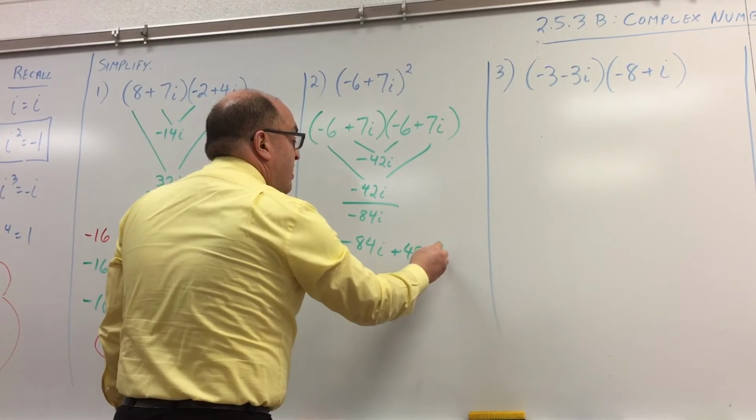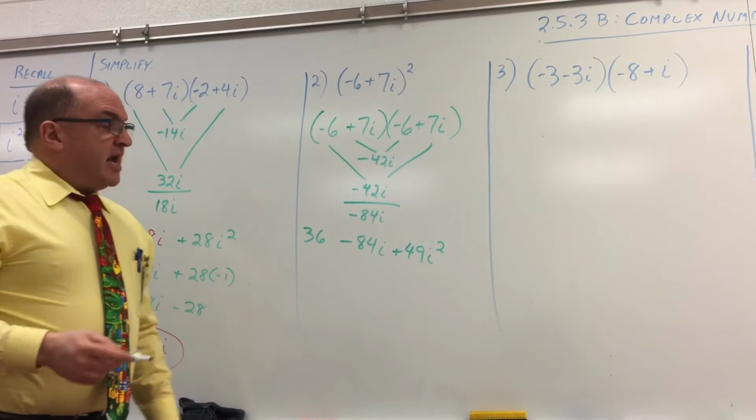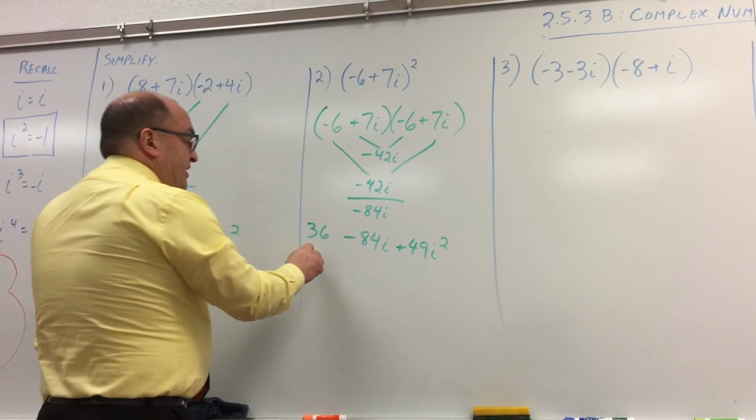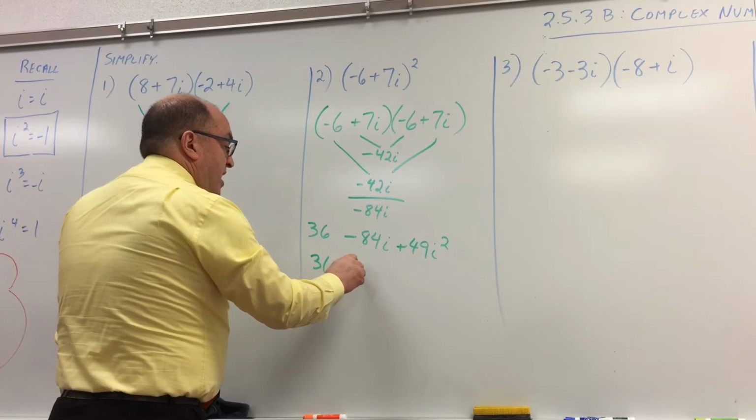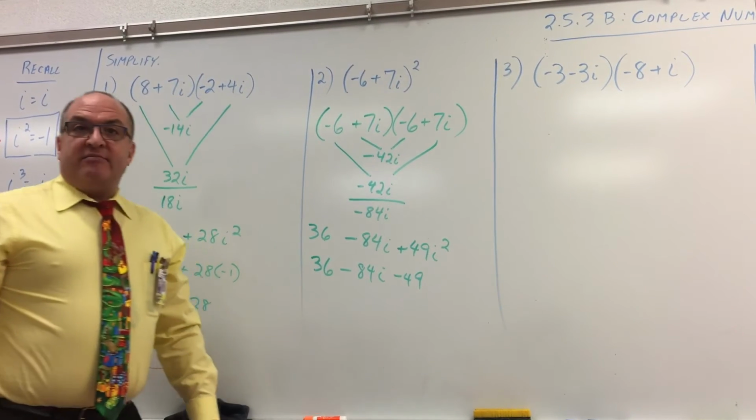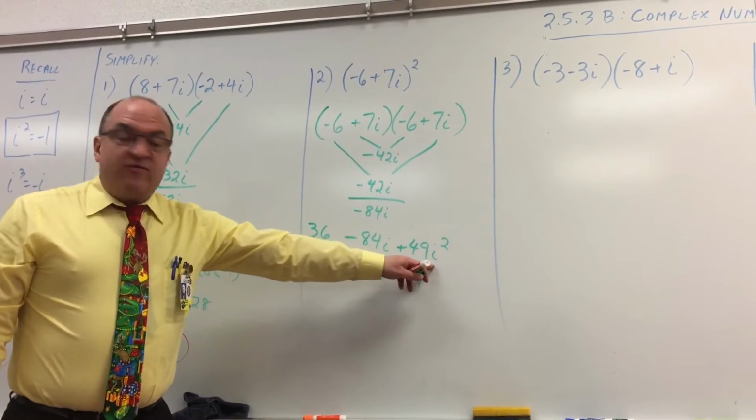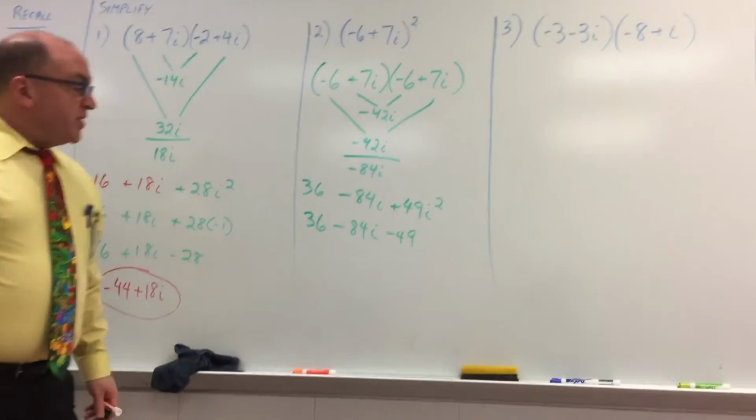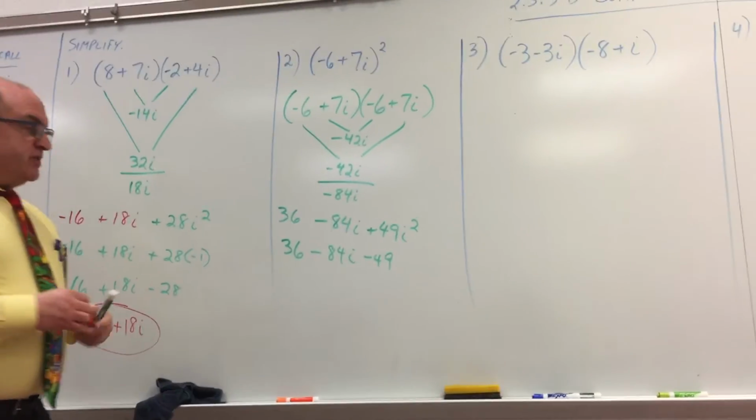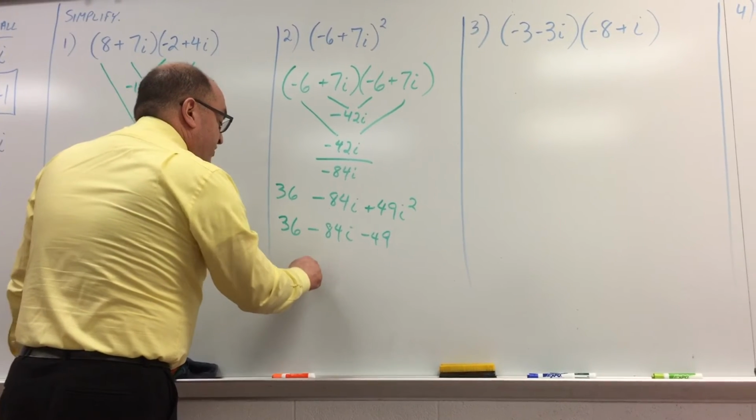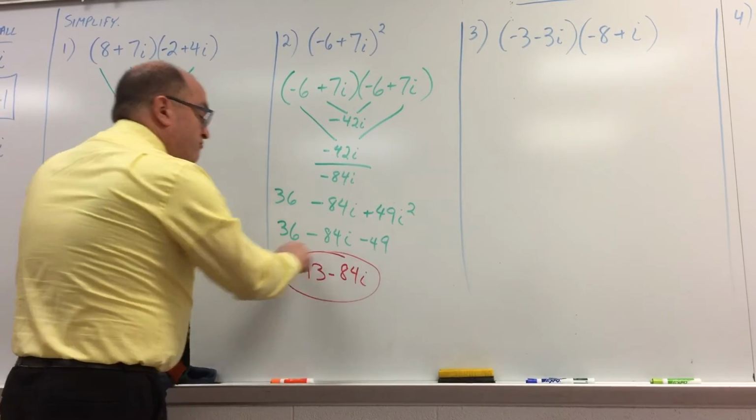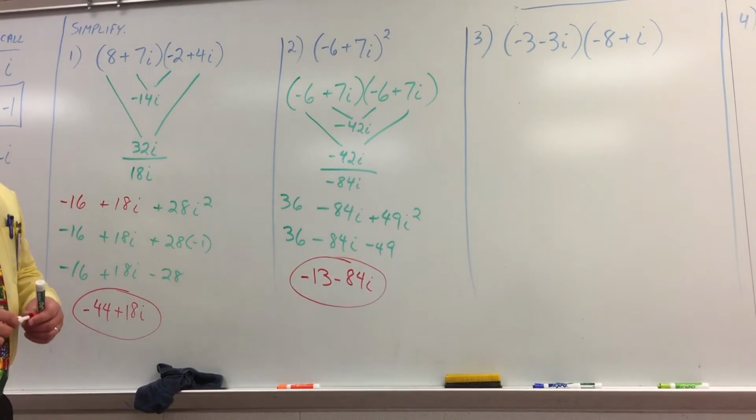Last, 7i times 7i, 49i squared. But i squared is -1, right? So may I just say that this is 36 minus 84i minus 49. Is everyone okay with that? Because 49 times -1 is -49. 36 minus 49 would be -13. So we have -13 minus 84i. Piece of cake.